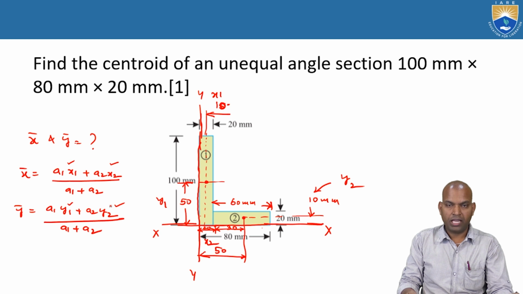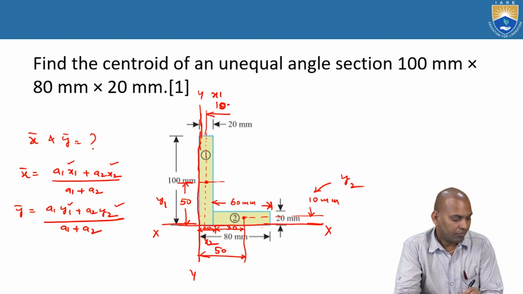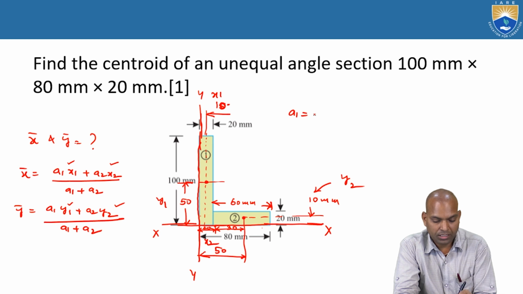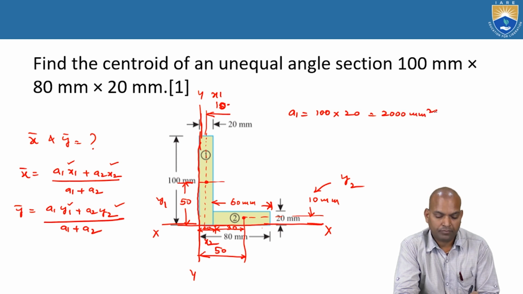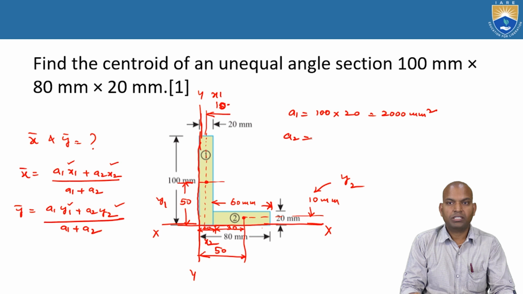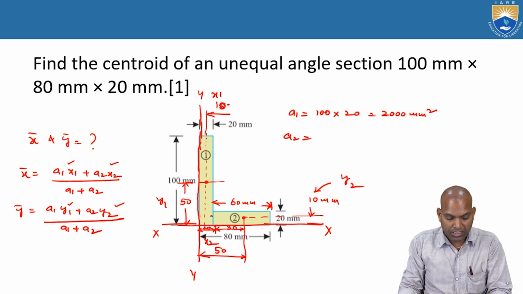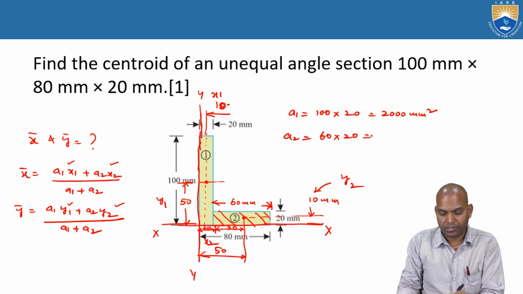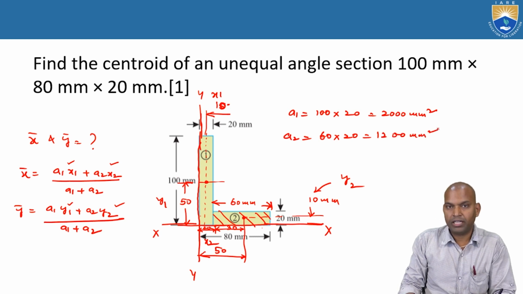What is required next? The area of section 1 and section 2. Area of section 1, A1, equals length 100 millimeters times thickness 20 millimeters, that is 2000 square millimeters. What about A2? A2 is the area of section 2, which is 60 millimeters length and 20 millimeters thickness. So 60 times 20 is 1200 square millimeters.